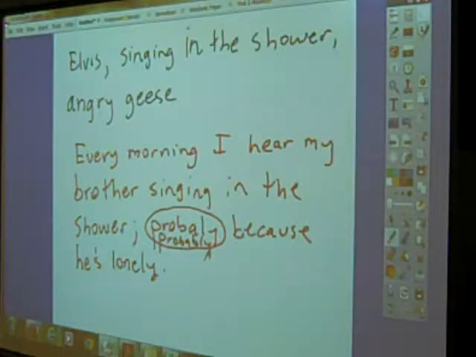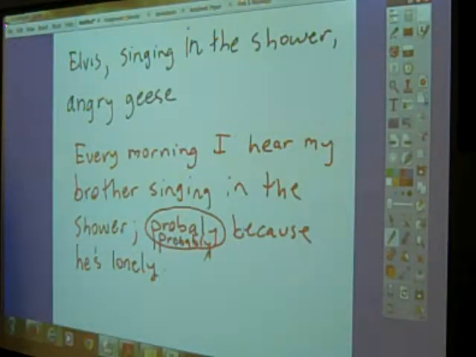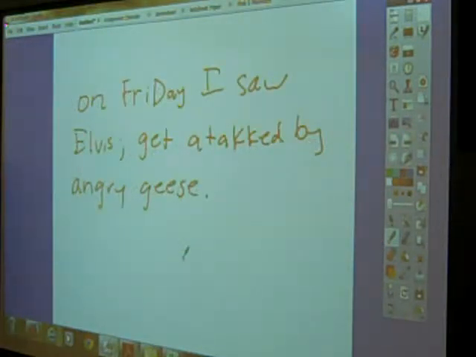Trinity, what do you think? Shouldn't it, after the semicolon, shouldn't it be like it's probably because he's lonely? Because right now, is this a sentence by itself? Probably because he's lonely? Someone came up to you on the street and said probably because he's lonely.